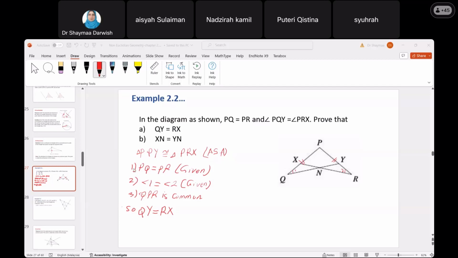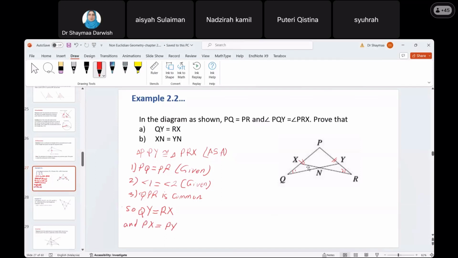Now I have previously proved that the triangle BQY is congruent to the triangle BRX. And we conclude that XR equal to QY here. But also we can conclude that PY equal to BX. So here you have BX equal to BY.